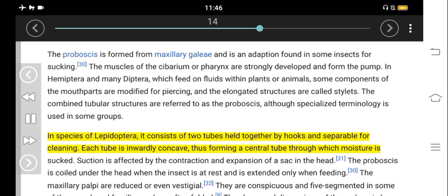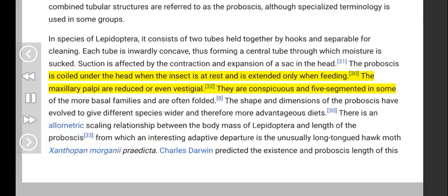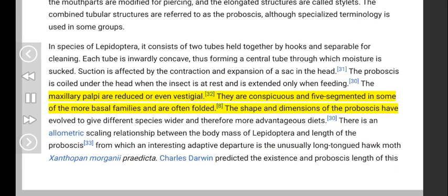In Lepidoptera, it consists of two tubes held together by hooks and separable for cleaning. Each tube is inwardly concave, thus forming a central tube through which moisture is sucked. Suction is effected by the contraction and expansion of a sac in the head. The proboscis is coiled under the head when the insect is at rest and is extended only when feeding. The maxillary palpi are reduced or even vestigial. They are conspicuous and five-segmented in some of the more basal families and are often folded. The dimensions of the proboscis have evolved to give different species wider and therefore more advantageous diets.